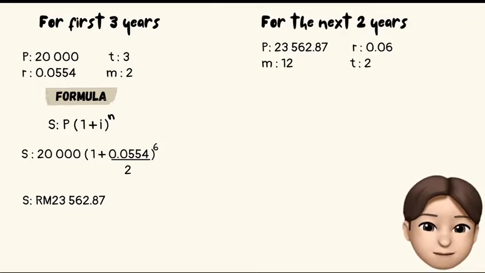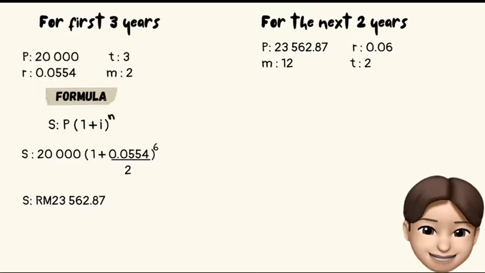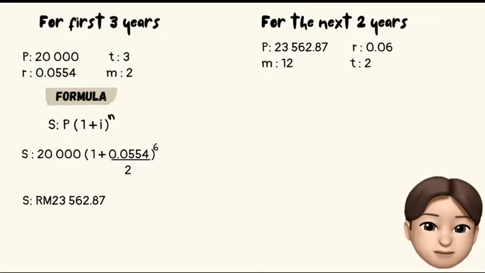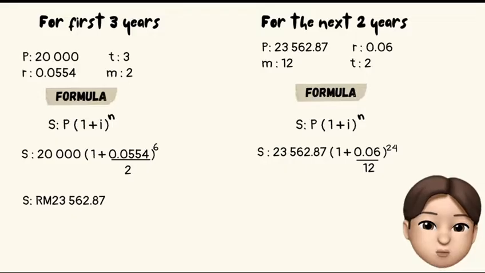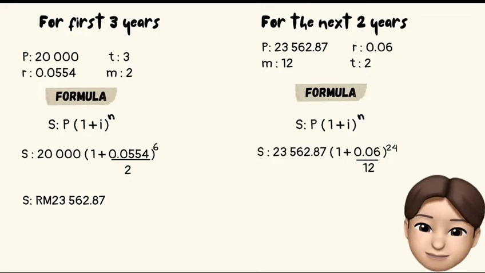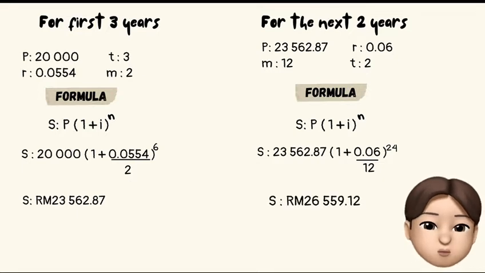So for the next 2 years, the principal is the value we calculated just now for the first 3 years. So P equals 23,562 ringgit and 87 cents, and R equals 0.06, M equals 12, because the bank suddenly changed the rate for the next 2 years. So after that, we substitute all the values into the same formula of compound interest, S equal to P 1 plus i to the power of n, and we will get the amount that he should pay at the end of the 5 years, which is RM 26,559 and 12 cents.